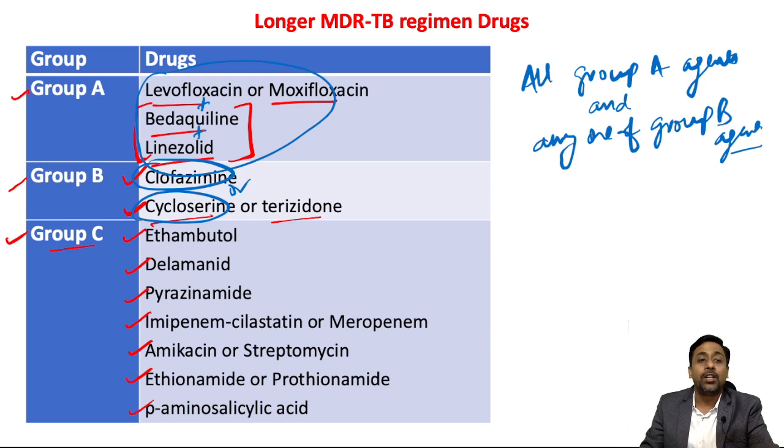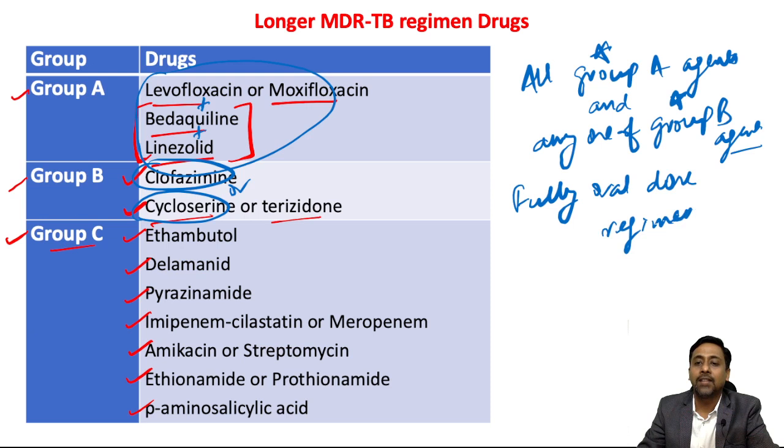Okay, so when to use Group C? Group C can replace either of the Group A or Group B drugs if they cannot be used. Suppose bedaquiline cannot be used, then it may be replaced with any of the Group C drugs. So how do we choose which Group C drug should be included? The criterion is to make a fully oral regimen. Till the time we can make a fully oral regimen, we will include only those drugs from Group C. First of all, injectables are inappropriate to use, and also we need supervision. So for that reason we will include the oral drugs first. If the oral drug cannot be given, only then we will go for the parenteral drugs. Okay, so this is the longer MDR-TB regimen.